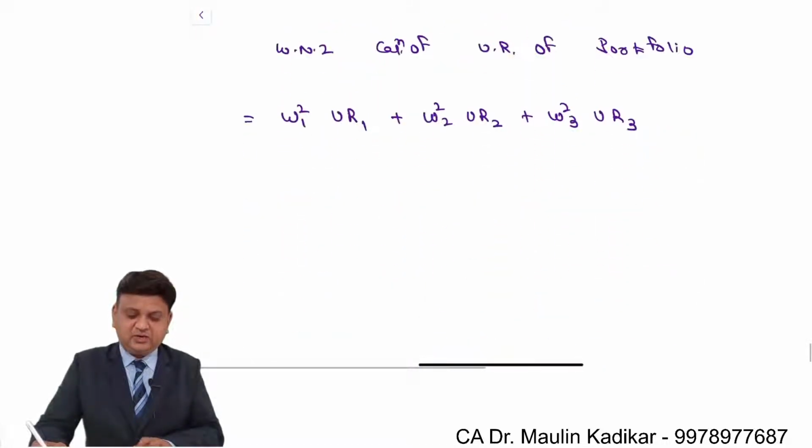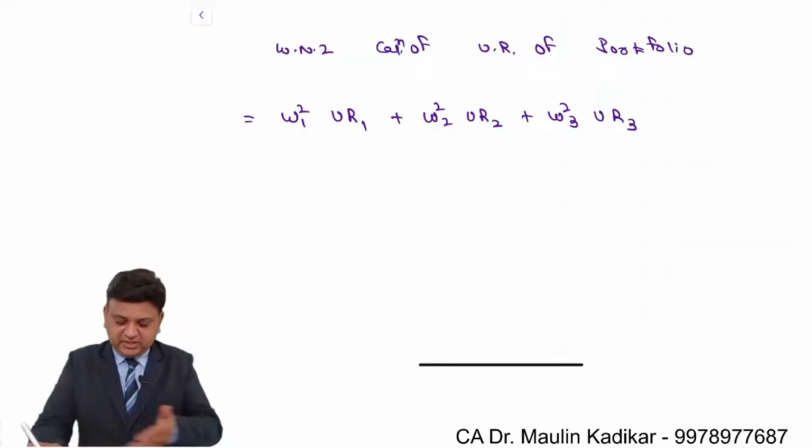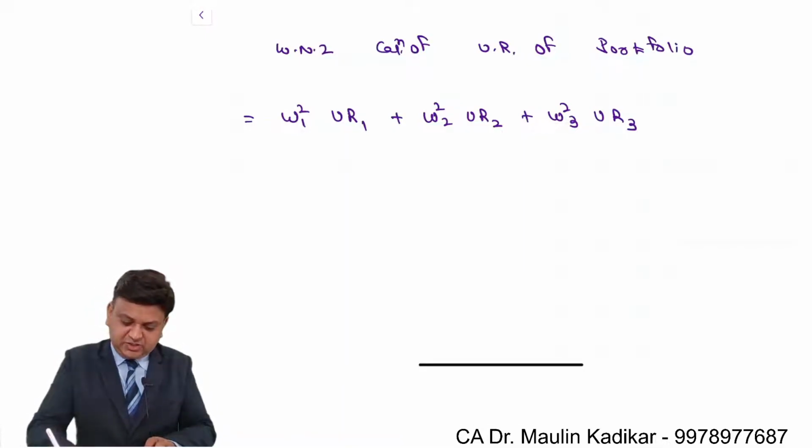Sir, why do we take W1 square, W2 square, W3 square? Why do we take the square? It's very simple. We understand that the unsystematic risk is in the variance term. As it is in the square term, so we take the square even of the weights. Okay, the second working note will give us calculation of the unsystematic risk of the portfolio.